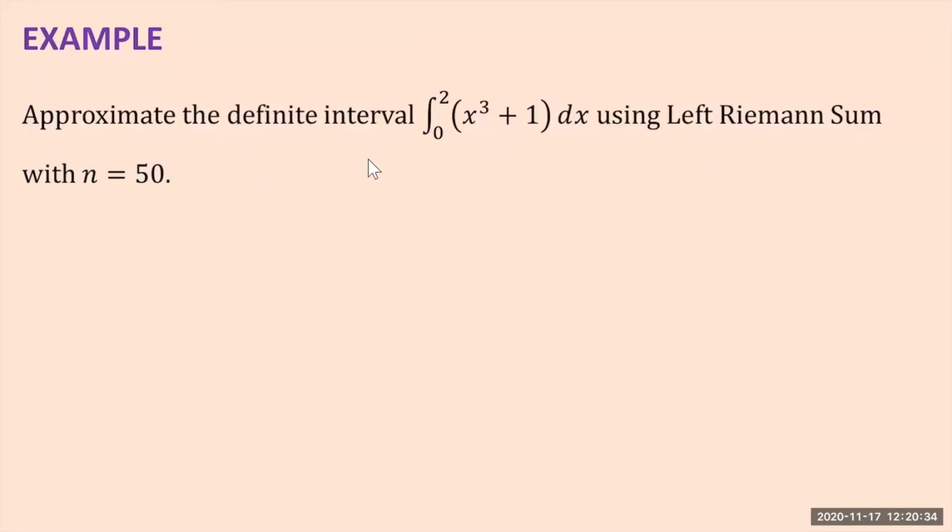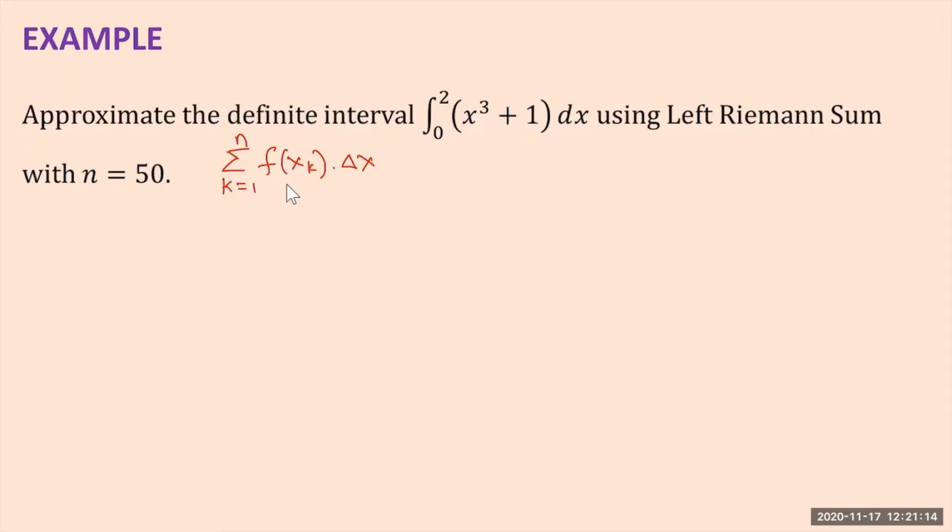Example: approximate the definite integral from 0 through 2 of x cubed plus 1 dx using the left Riemann sum with n equal to 50. So here we want to approximate the definite integral. And you know that when you're approximating the definite integral with the Riemann sum, your formula is always summation k goes from 1 through n f of x k delta x. Whether you find the Riemann sum or you approximate the definite integral, the formula is the same. So that is my formula.